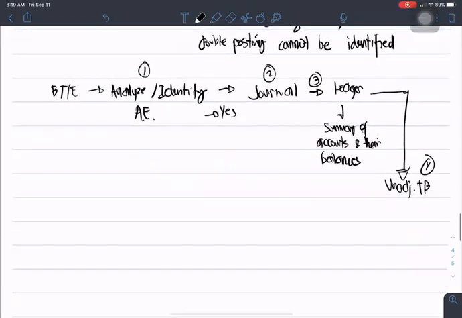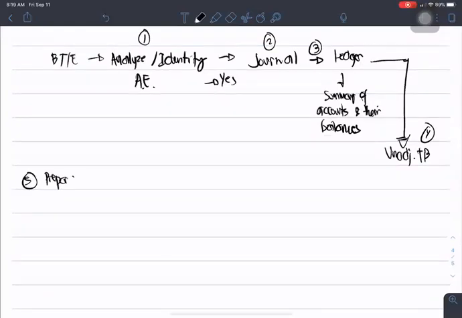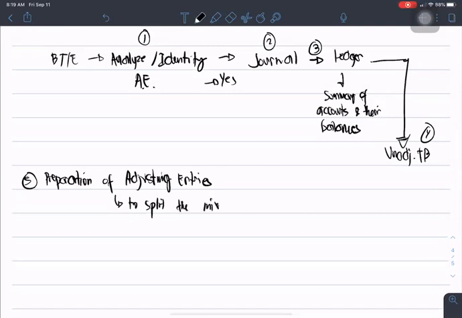We go now to the fifth step. So what is the fifth step? The fifth step is the preparation of adjusting entries. Preparation of adjusting entries. So what is an adjusting entry? The adjusting entry is used to split the mixed account.